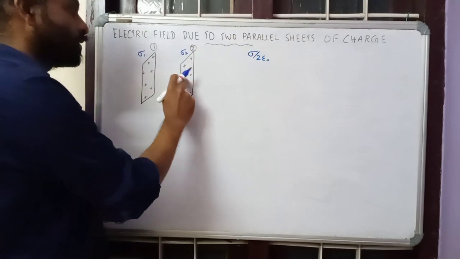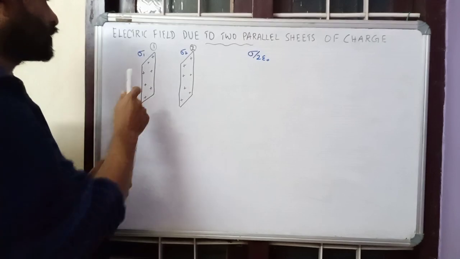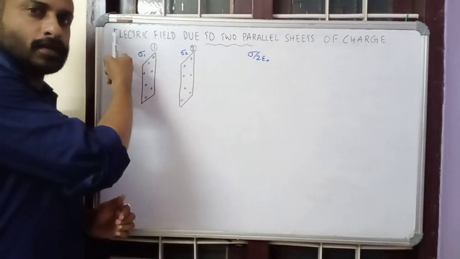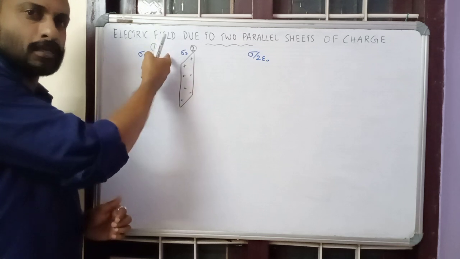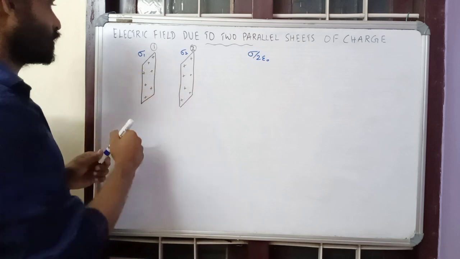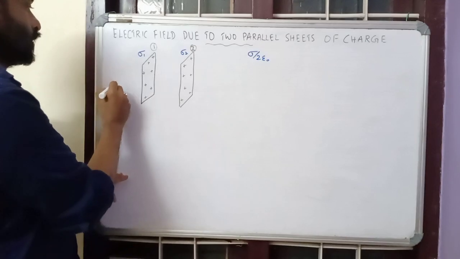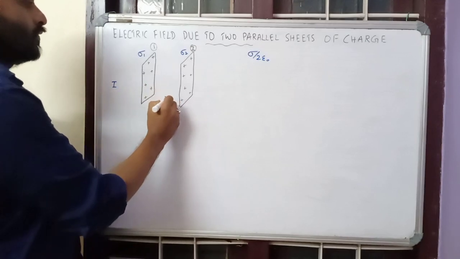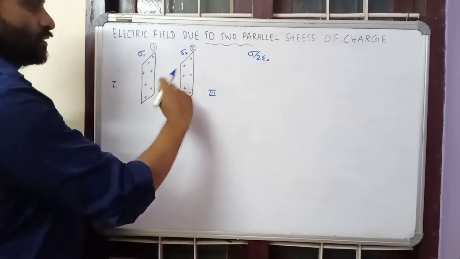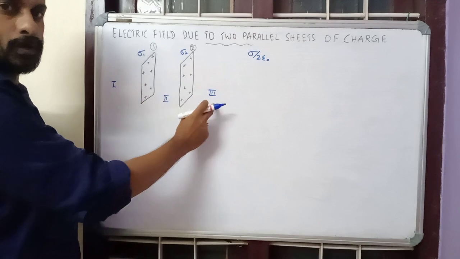Here we have two such similar sheets. Both sheets have the same type of charge, both are positive. One has a charge density sigma 1, the other has charge density sigma 2. Now we can divide this arrangement into three regions. First region is this one. Second region between the sheets. Third region after the second sheet.